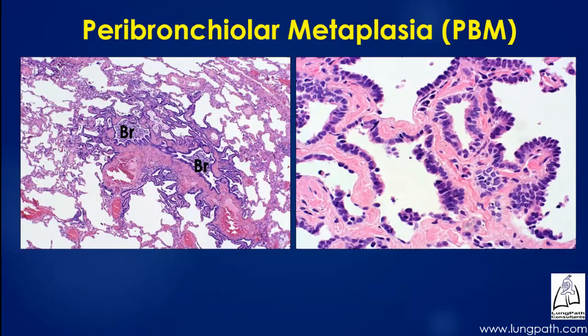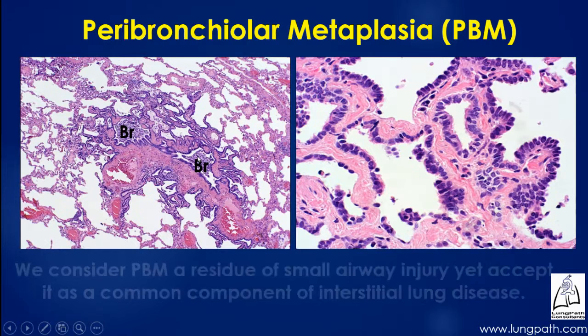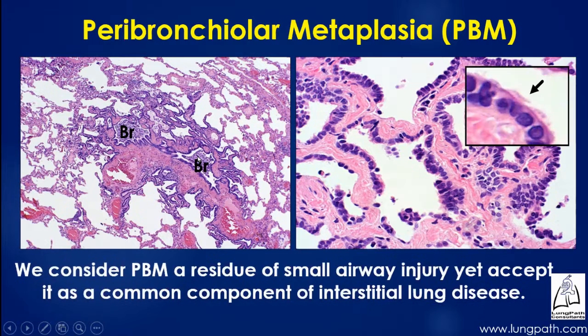Here it is again, highlighting peribronchiolar distribution of the pathology, relative luminal patency, with a proliferation of bronchiolar epithelium that might at first look like a tumor, but has cilia, and that's really a helpful finding. This is a residue of small airway injury that may or may not be a component of interstitial lung disease.